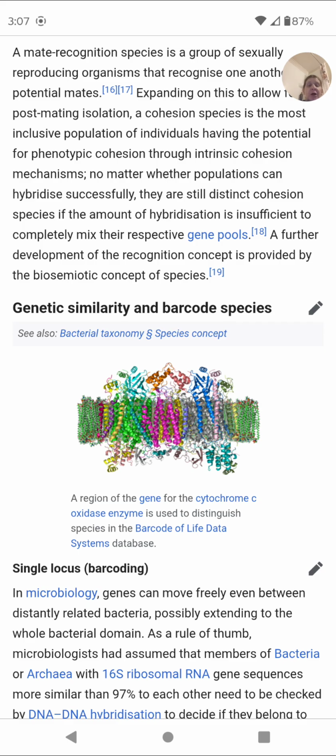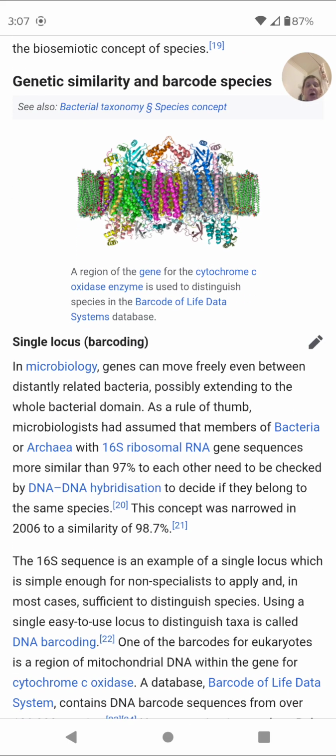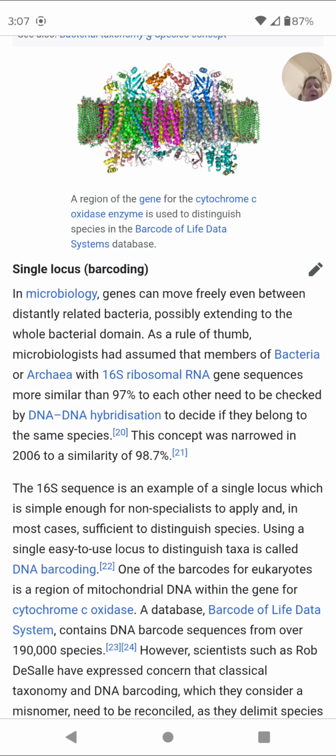Genetic similarity in barcode species, single locus barcoding. In microbiology, genes can move freely even between distantly related bacteria, possibly extending to a whole bacterial domain. As a rule of thumb, microbiologists had assumed that members of bacteria or archaea with 16S ribosomal RNA gene sequences more similar than 97% to each other need to be checked by DNA hybridization to decide if they belong to the same species. This concept was narrowed in 2006 to a similarity of 98.7%.